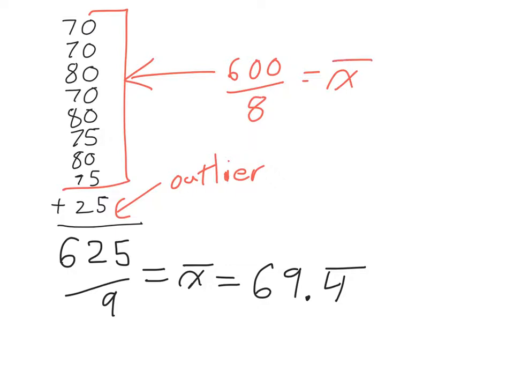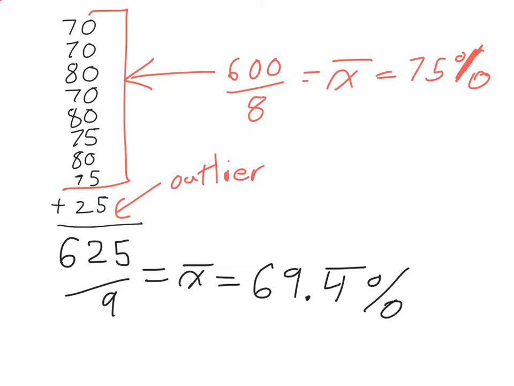So the average without that 25 is 75%. Which truly represents that set of data? Which truly is a better characterization of that set of data? Food for thought, yes? All right.